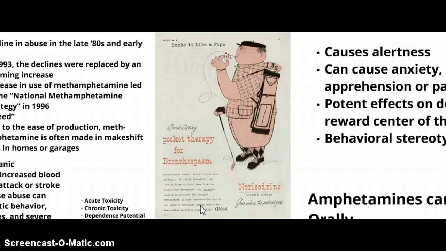And this is the last slide here. Again, this is another ad for Norinedrine, which is a Benzedrine inhaler. And these things were marketed to people like crazy for bronchospasms. So how would it treat that? Well, if you have asthma or something and your chest tightens up, if you take a drug that's a sympathomimetic drug, it's going to open up your bronchial tubes so you can breathe.